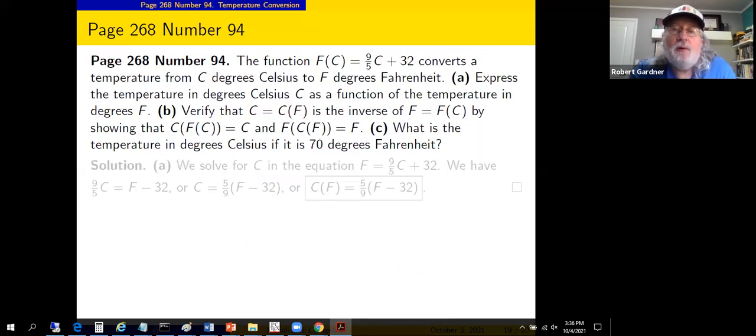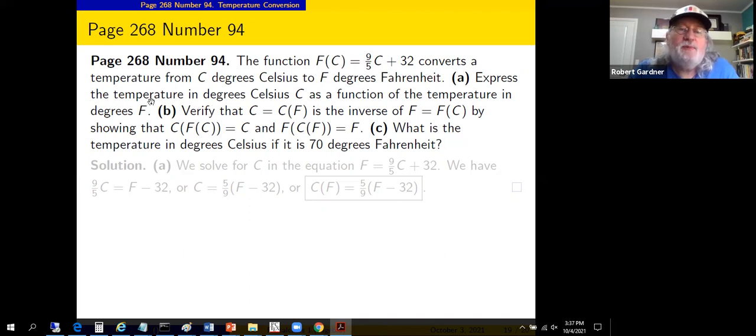Let's see, I think we've got one more, where we deal with the function F of C equals 9/5 C plus 32. We're told this converts temperature from C degrees Celsius to F degrees Fahrenheit. One quick observation here: they're using F both as a variable and as a function name. That's a little poor style, but that's what they're doing here. And we're going to do the same thing with C. We're going to use C both as a function, C of F, and as a variable. But this relates Fahrenheit temperature to Celsius temperature.